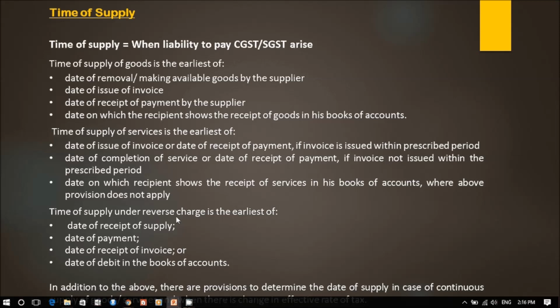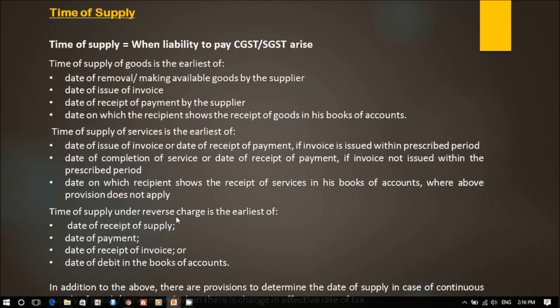Time of supply under the reverse charge would be the earliest of the date of receipt of the supply. So in the reverse charge you will see from the point of the receiver. So the date of receipt of the supply, or the date of payment made by the recipient, or the date of receipt of the invoice, or the date of debit in the books of accounts. The earliest of the following would be the time of supply for the reverse charge mechanism.